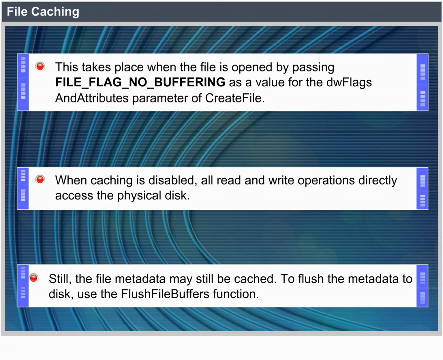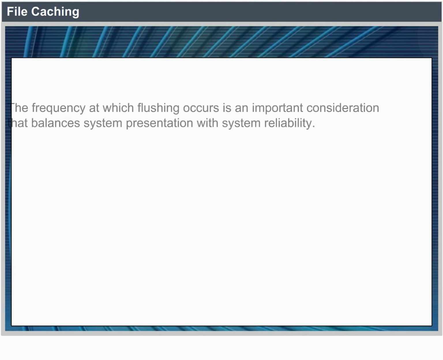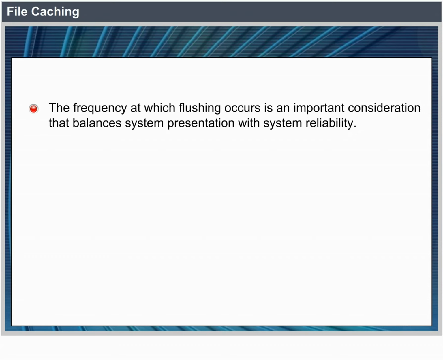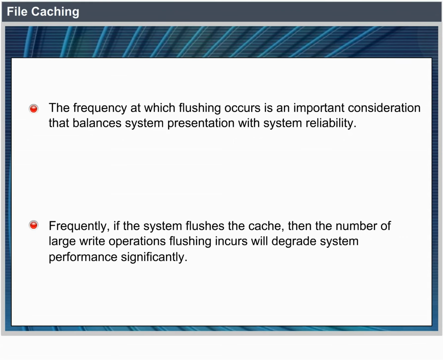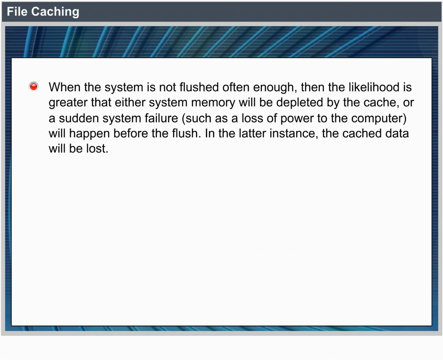The frequency at which flushing occurs is an important consideration that balances system performance with system reliability. If the system flushes the cache too often, the number of large write operations flushing incurs will degrade system performance significantly. If the system is not flushed often enough, then the likelihood is greater that either system memory will be depleted by the cache or a sudden system failure, such as a loss of power to the computer, will happen before the flush. In the latter instance, the cached data will be lost.